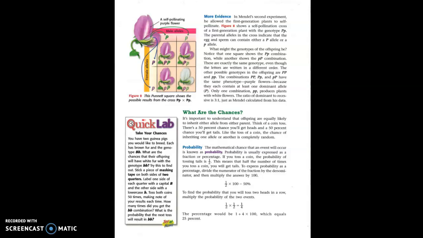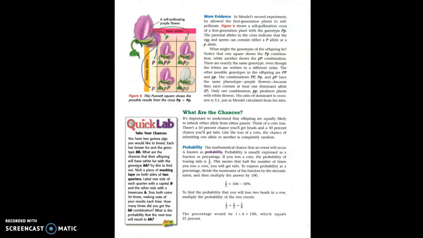Notice that one square shows the big P little p combination, while another shows the little p big P combination. These are exactly the same genotype, even though the letters are written in a different order. The other possible genotypes for the offspring are big P big P and little p little p.